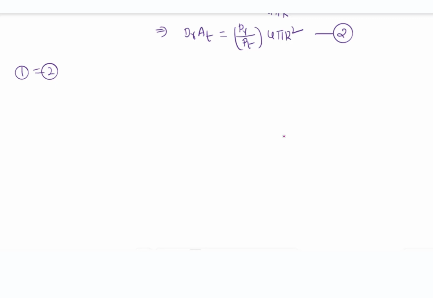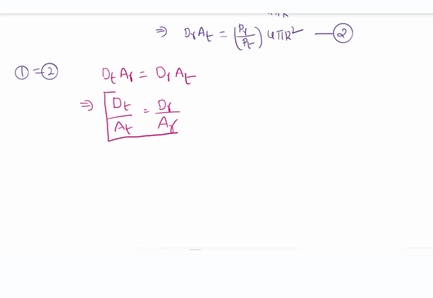If you equate 1 and 2, as both the equations are the same, what are you going to get? You're going to get DT into AR is equal to DR into AT. It implies DT by AT is equal to DR by AR. This is the biggest and best relation between the effective aperture and the directivity. It means D by A is always constant.